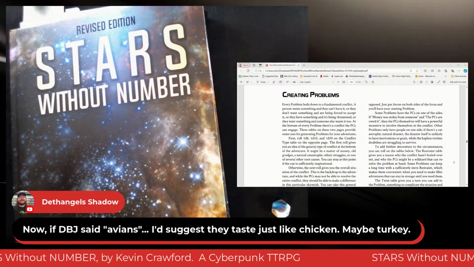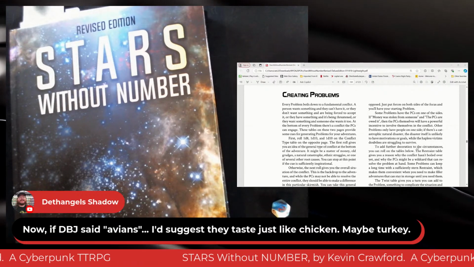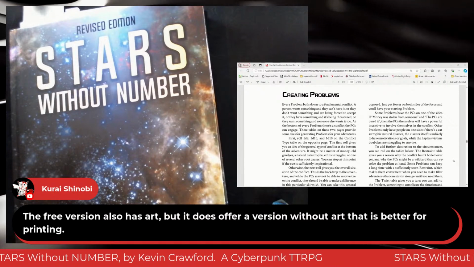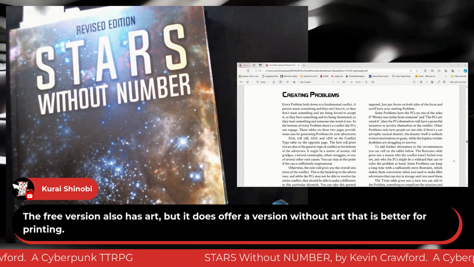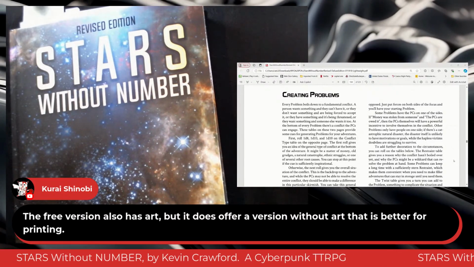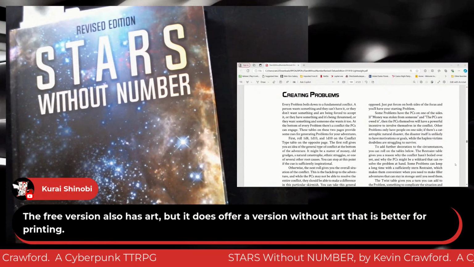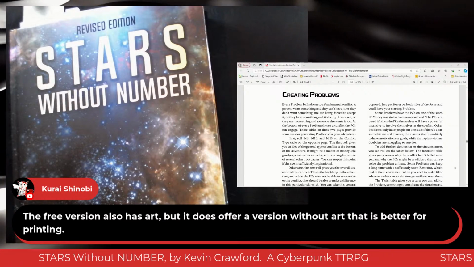Shinobi says the free version also has art, but it does offer a version without art that is better for printing. I believe that's the one I grabbed and put up, and I don't want to change it. I must have the one that's easier for printing, what they call low res. So I think that's what I'm doing.